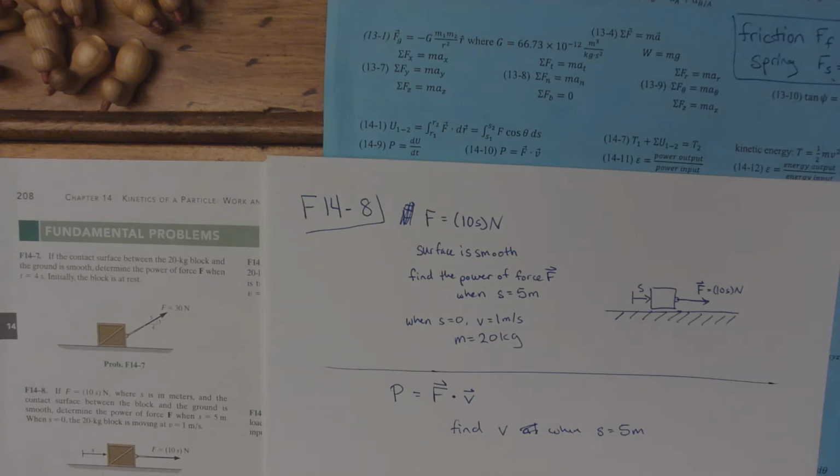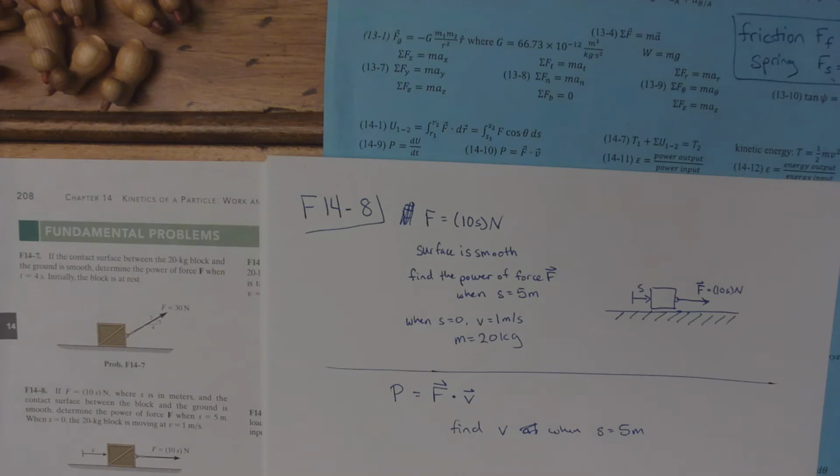This is fundamental problem 8 from chapter 14. If the force F is equal to 10 times S in newtons, where S is in meters, and the contact surface between the block and the ground is smooth, meaning there's no friction, determine the power of force F when S is equal to 5 meters.